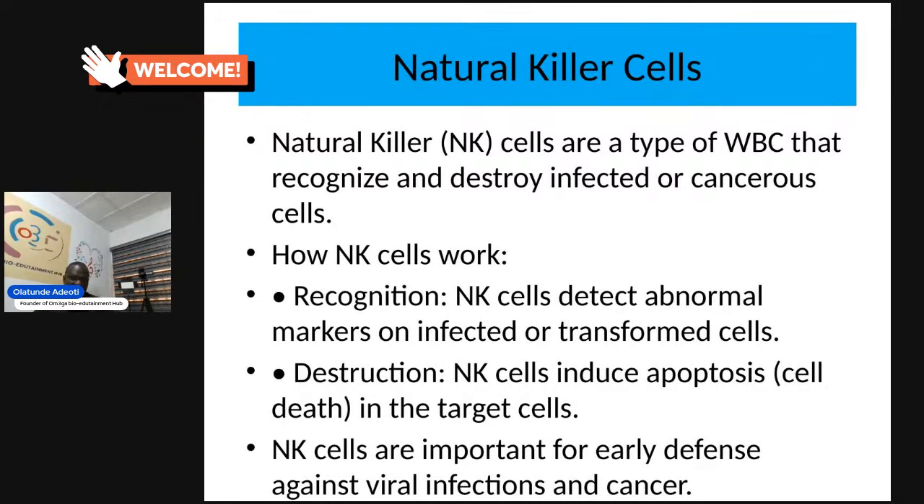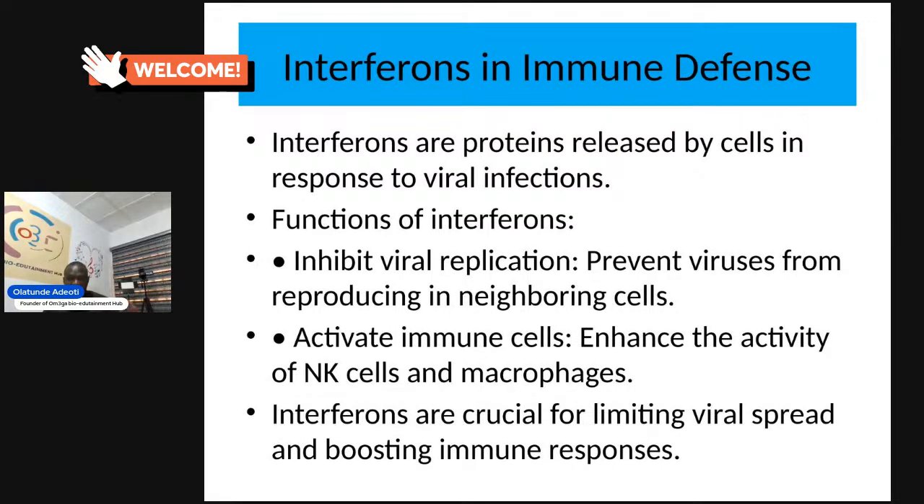Natural killer cells, as part of the innate immune system, are a type of white blood cell that recognizes and destroys infected or cancerous cells. How do they work? They also work as a result of recognition. After recognition, they destroy by inducing a process called apoptosis, which is cell death. Natural killer cells act early in order to defend the immune system.